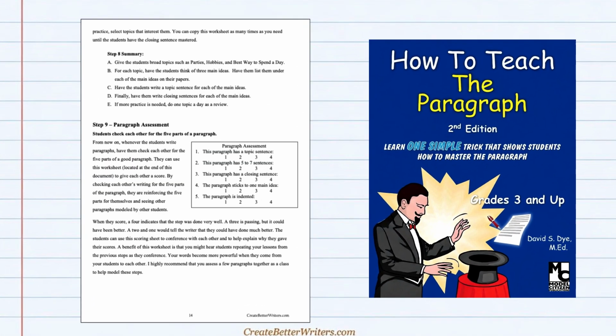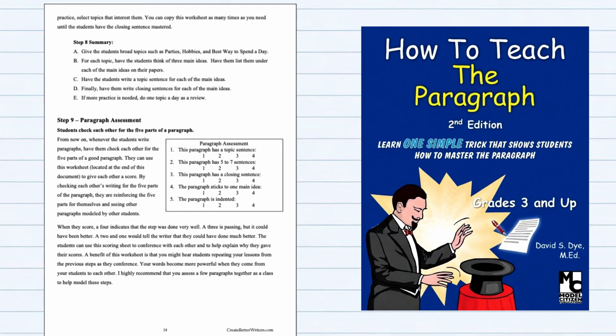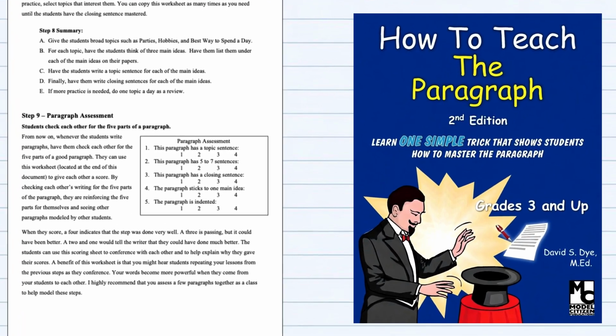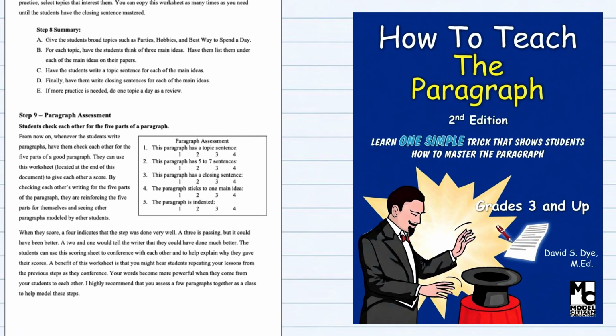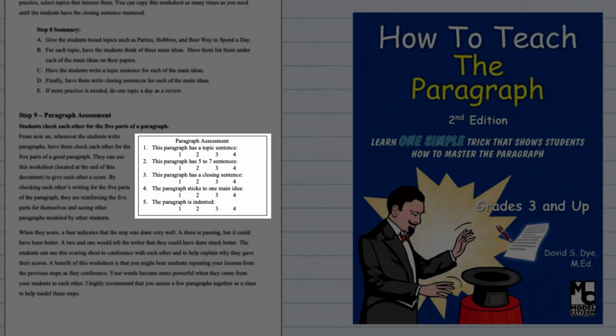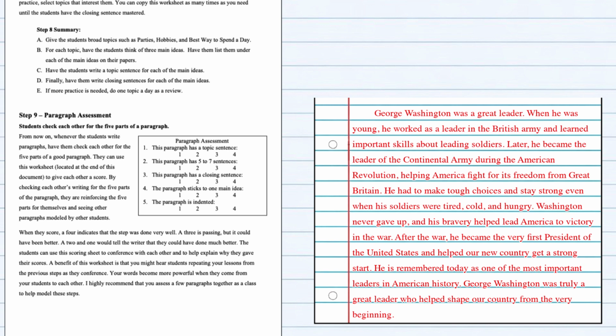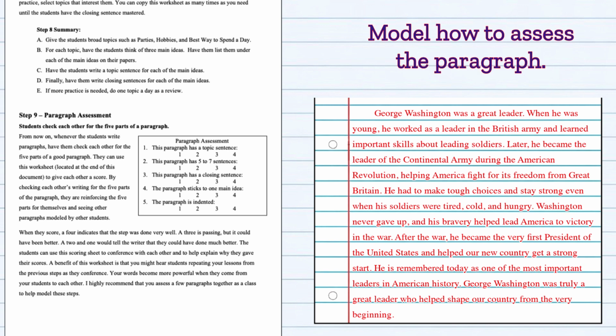Next, here's a page that shows you a really powerful part of teaching the paragraph or teaching essays or anything else. And that's how to get the students to assess each other's writing. What you're going to do is once the students start writing paragraphs to reinforce all the details you've been teaching, you're going to have the students trade their paragraphs. Well, you'll start first by modeling it with them. You'll assess a paragraph and you'll have them look for all the pieces of the paragraph and assess how well they were done.